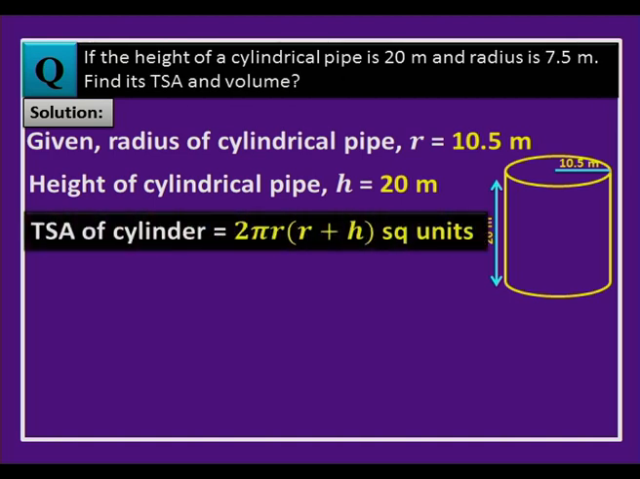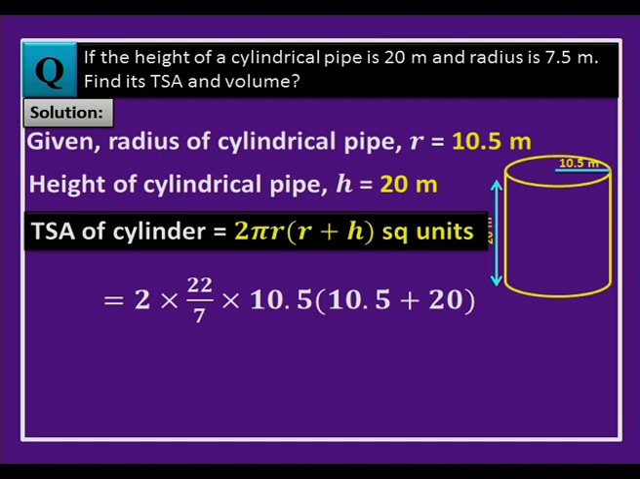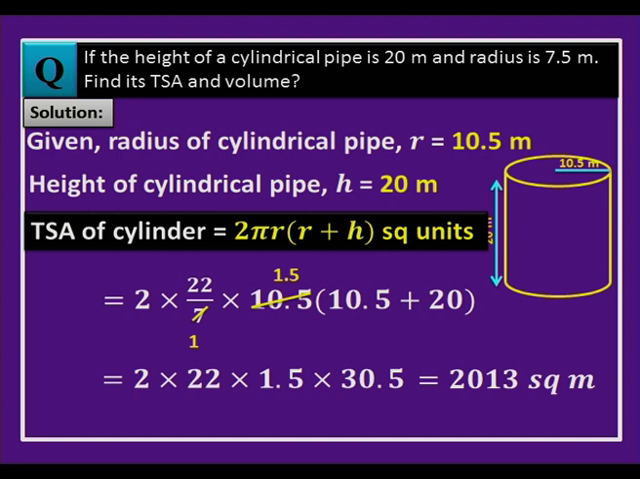Let us find out the TSA of the cylinder, which is 2 pi r into (r plus h) square units. Again we will substitute the values of r and h as shown. Again 7 goes 1 time and in 10.5 it goes 1.5 times. So, what is left, children? 2 into 22 into 1.5 into 30.5. Multiplying these we get 2013 square meters.